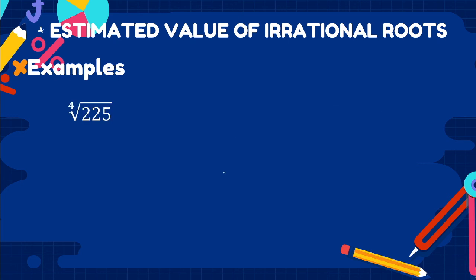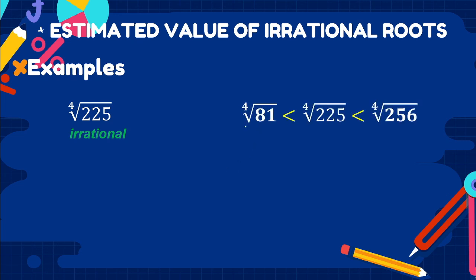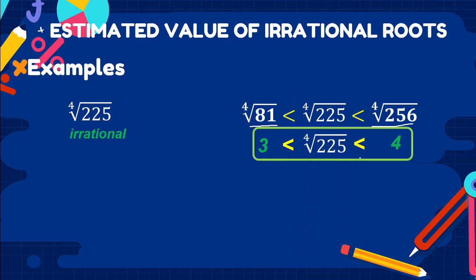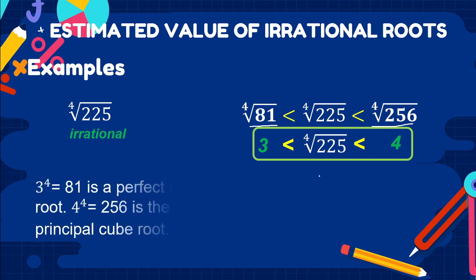Okay, fourth root of 225. This is irrational. It is close to fourth root of 81 and fourth root of 256. The fourth root of 81 is 3, fourth root of 256 is 4. So the value of the fourth root of 225 is in between 3 and 4. So this is the answer.